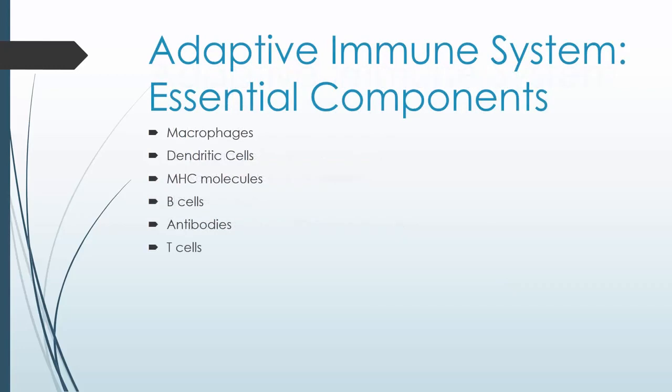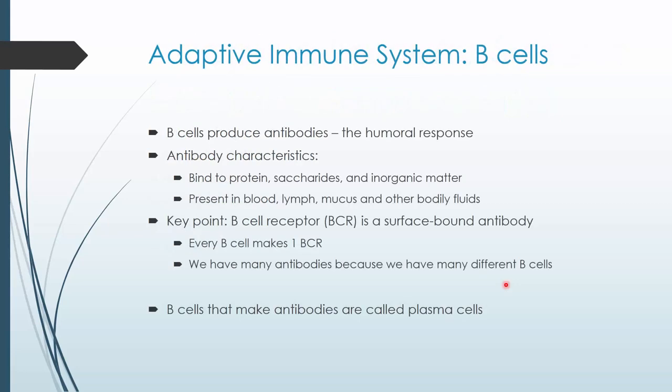So let's talk about the essential components. The adaptive immune response is composed of macrophages, dendritic cells, MHC molecules, B cells, antibodies, and T cells. We're going to walk through each one of these. But we're going to begin with B cells. B cells produce antibodies. That's their purpose in life. They just produce antibodies. And this is part of the humoral response.